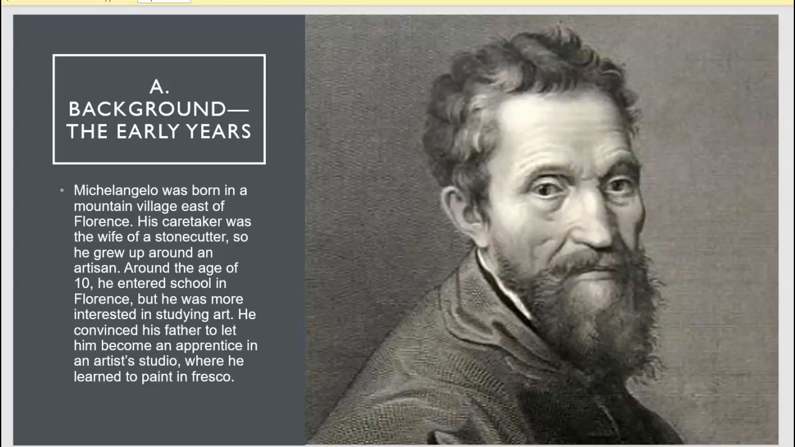Background: the early years. Michelangelo was born in a mountain village east of Florence. His caretaker was the wife of a stonecutter, so he grew up around an artisan. Around the age of 10, he entered school in Florence, but he was more interested in studying art. He convinced his father to let him become an apprentice in an artist's studio, where he learned to paint in fresco.